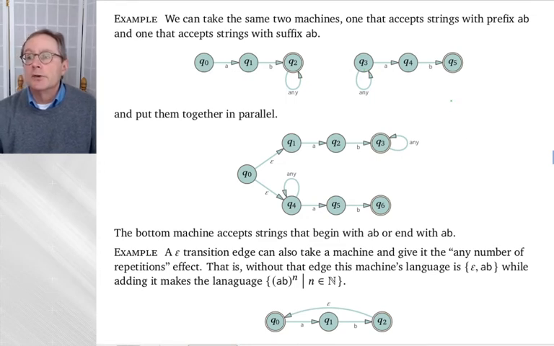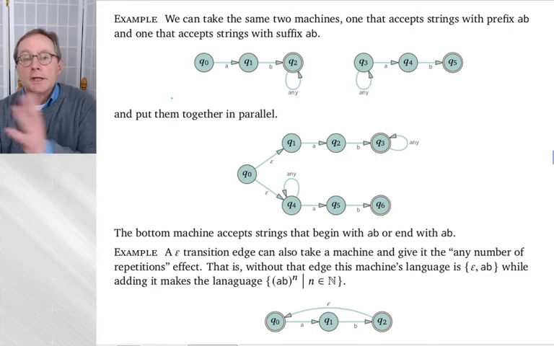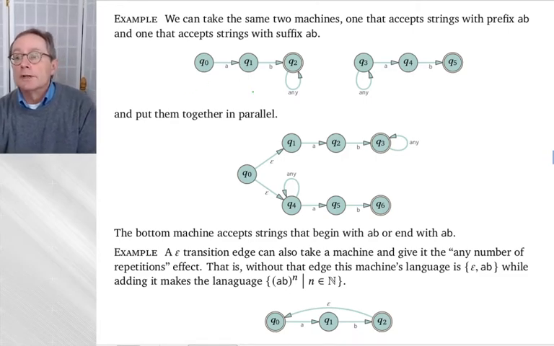What other things can it do? Well, just a minute ago, it was putting things together so that one happened first and then the other happened. That is to say, put them together so that they worked in serial. Well, here, they're working in parallel. Same two machines, prefix of AB, suffix of AB. Put them together in parallel.